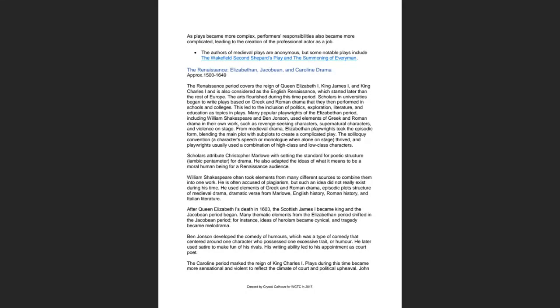The Caroline period marked the reign of King Charles I. The plays during this time became more sensational and violent to reflect the climate of court and political upheaval.